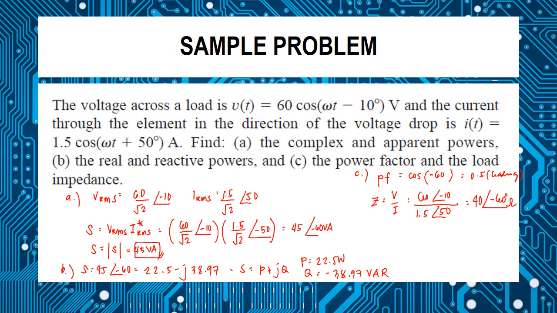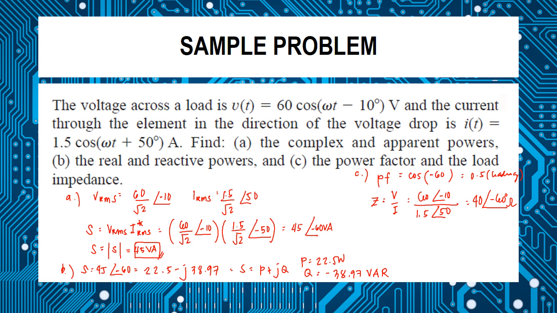Now we have here a sample problem. The voltage across a load is v(t) equal to 60 cosine(omega t minus 10 degrees) volts, and the current through the element in the direction of the voltage drop is i(t) equal to 1.5 cosine(omega t plus 50 degrees) amperes. Find the complex and apparent powers, real and reactive powers, the power factor, and the load impedance.